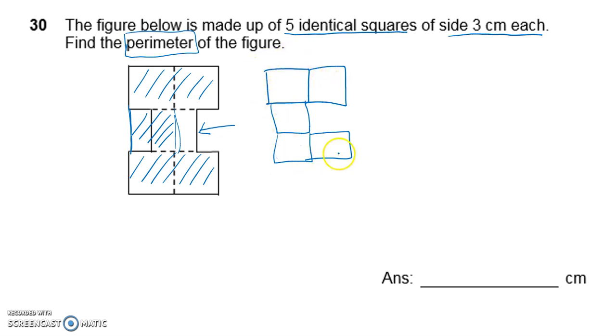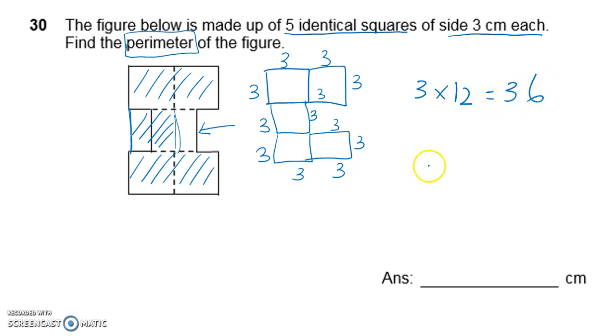So actually, if you just look at this, we know that this is 3 centimeters, this is 3, this is also 3, and so on, each side is 3. I get my perimeter, right? You can take 3 plus 3 plus 3 all the way to the end, or you can take 3 times the number of sides: 1, 2, 3, 4, 5, 6, 7, 8, 9, 10, 11, 12. 3 times 12 will give me 36 centimeters.